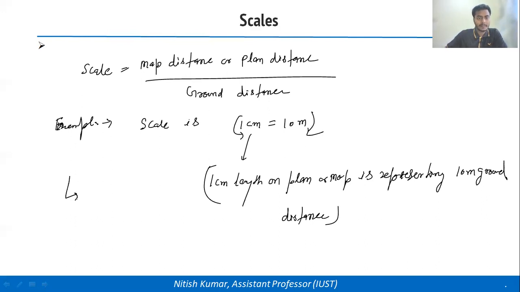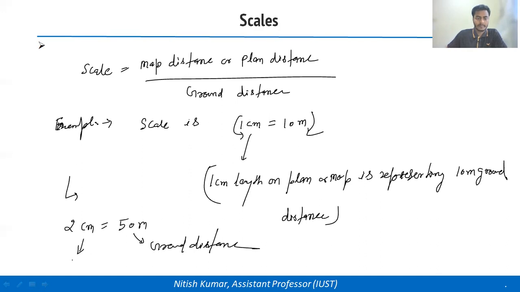Let's take another example, like 2 centimeter is equal to 50 meter. It means 2 centimeter on the map distance is representing 50 meter on the ground distance. This is ground distance, and this is map distance. Okay, so now I think you are very clear about the scale.